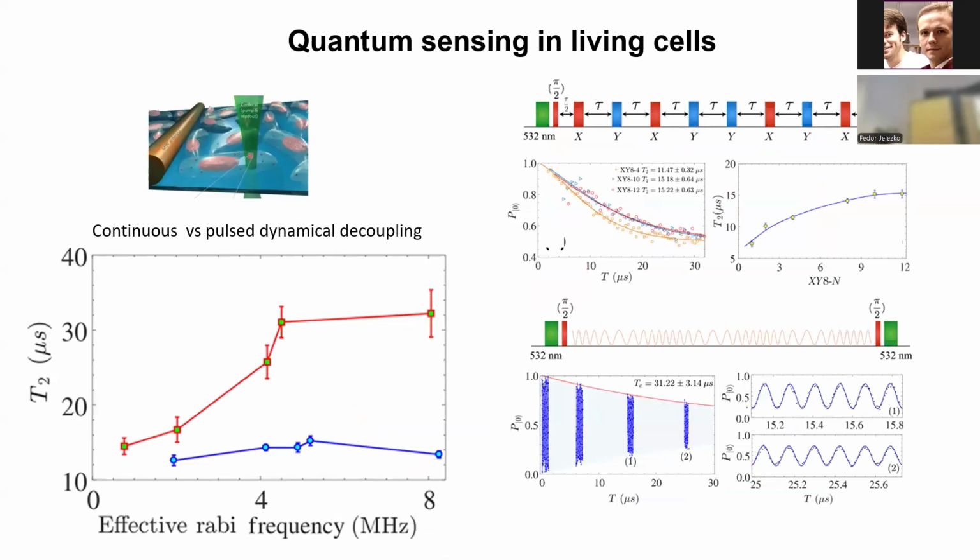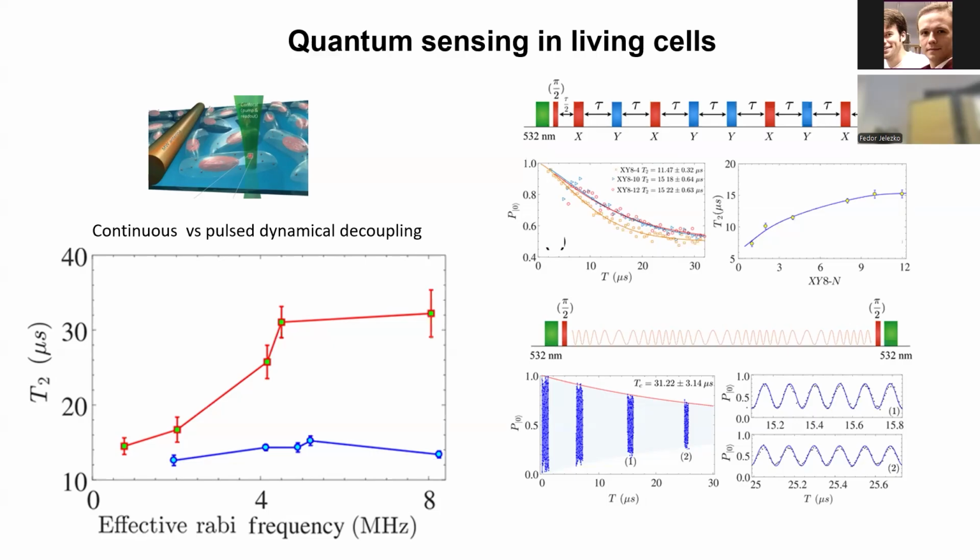Remember, I mentioned before that this continuous dynamical decoupling can be very interesting because it's very robust. You don't need pulses, but it's also energy robust in terms of if you don't want to heat your cell very much with high microwave power, so you need to limit the power of your microwave source.